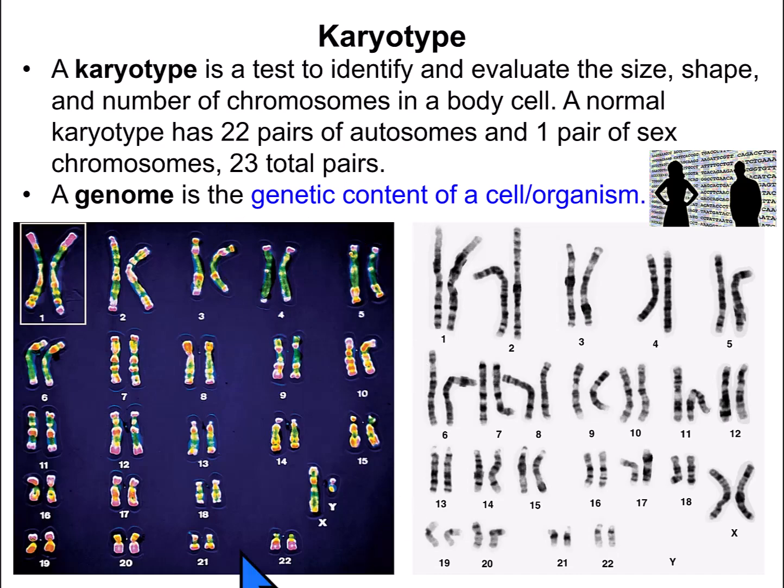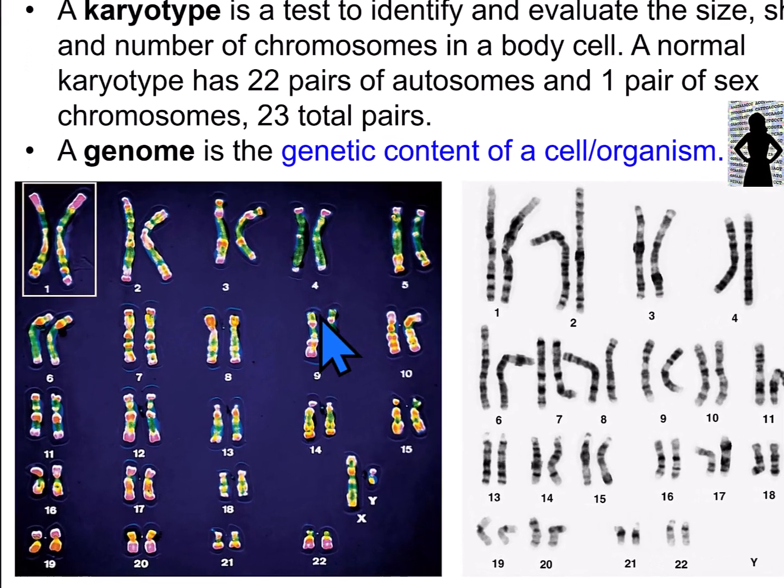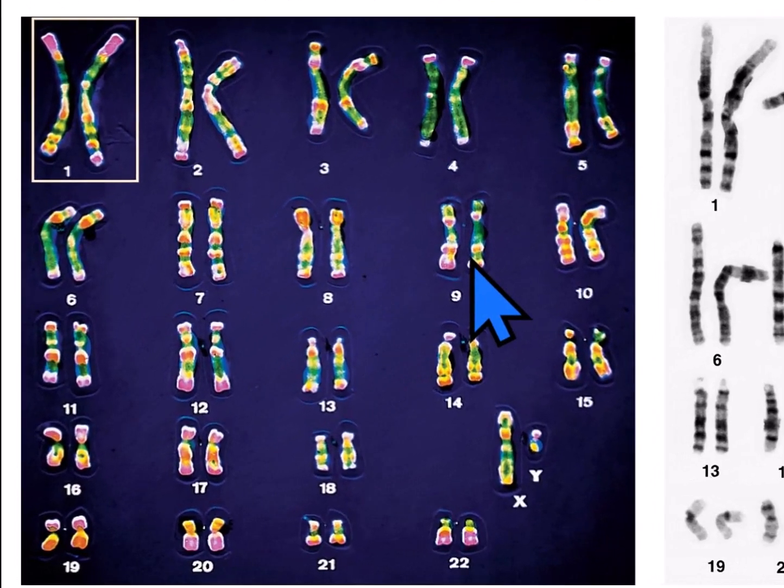Shown here is a typical karyotype. What they've done, they stain and they take pictures of the chromosomes. And then they cut out those chromosomes. They're not normally right next to each other like this. You can see these little lines here where they cut out the chromosome and then they match them up by their size and shape. And that gives you a karyotype.